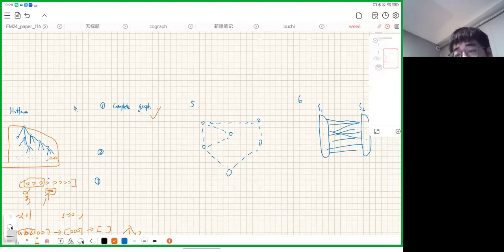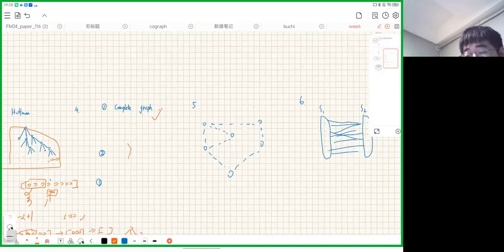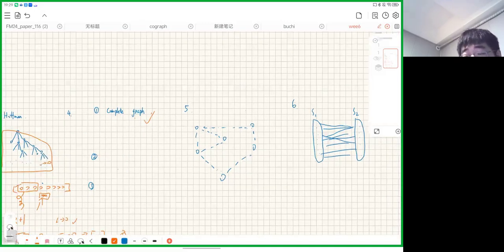Then the question for a tree: what will happen? Consider if a tree has a perfect matching. Then consider this leaf: which vertex can it match to? It can only match to its parent, right? Because this parent is the only one connected to it. So if it has a perfect matching, we can simply match all the leaves to their parents. Then remove these leaves with their parents and redo this.